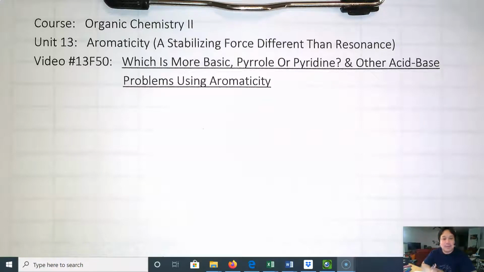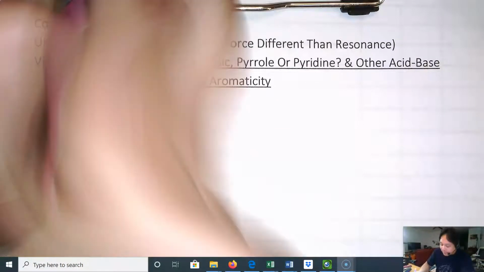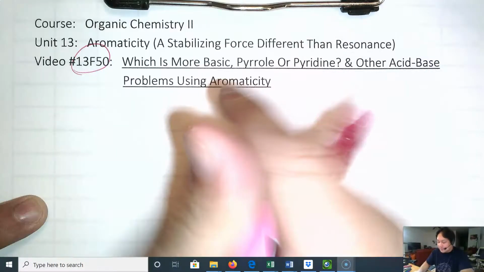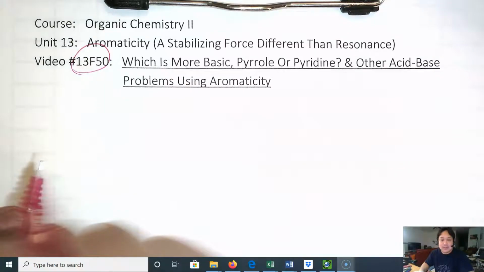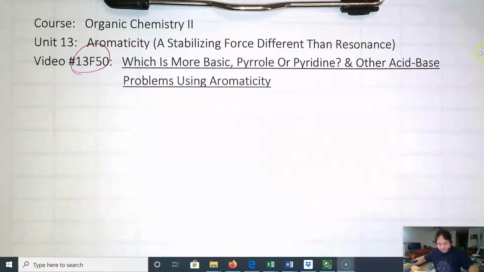Let us continue doing problems based on aromaticity. And the next problem I want to do is a classic problem, which is asking which is more basic, the molecule pyrrole or pyridine. Pyrrole looks like this.